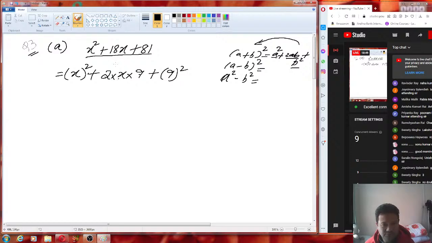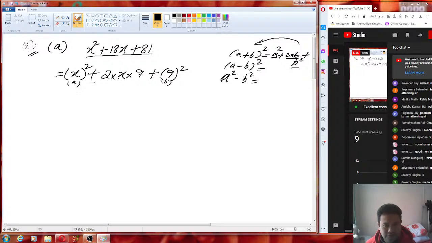So I hope you're clear with this. Okay, so you get 18x. If you get something else, then it means you are making a mistake. So in this case, we are getting exactly 18x. So in this case, our x is a and our 9 is b.